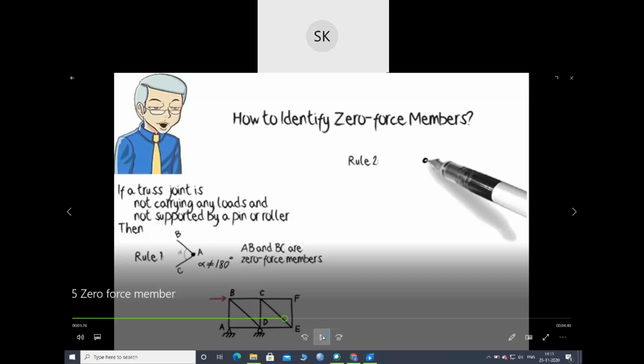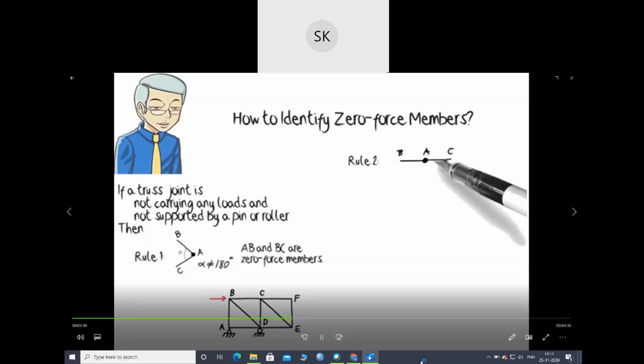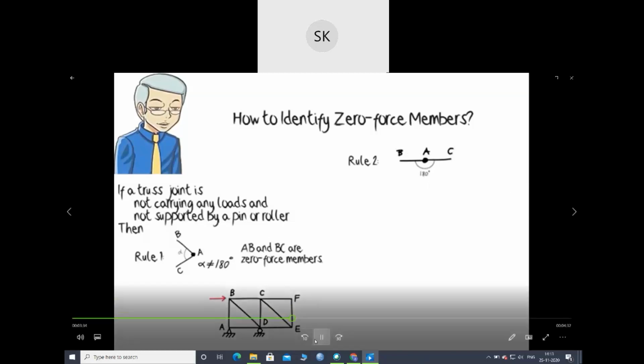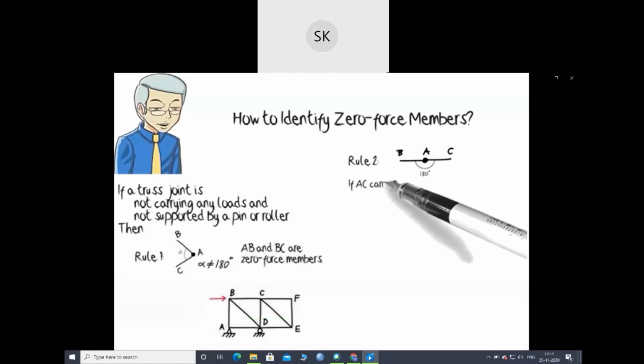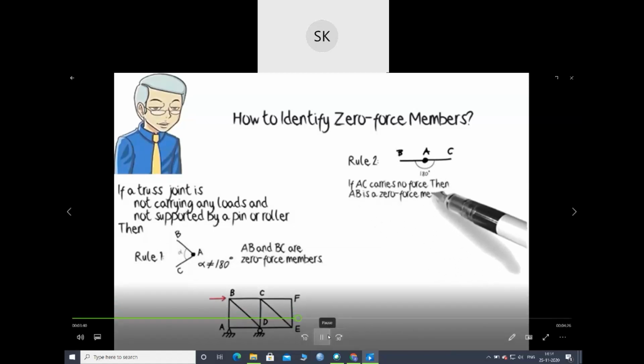So let's see the next rule. The joint connects two members only and the members are collinear. That is, the angle between them is 180 degrees. Okay, here the angle is not making 180 degrees, but if the angle makes 180 degrees, and one of the members carries no internal force, then the other one is also a zero force member.